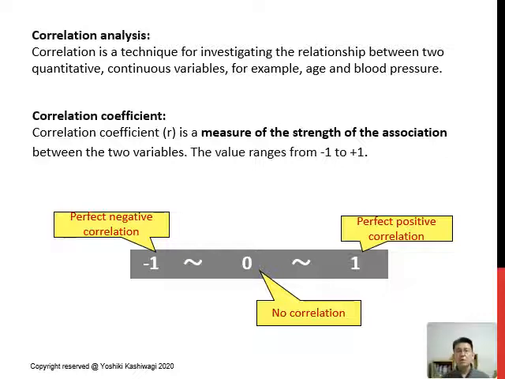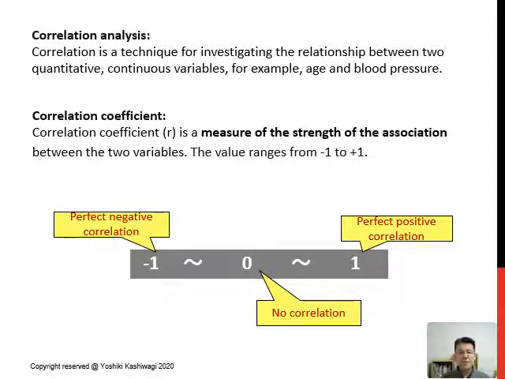So, correlation is to find the strength of the relationship between two things. For example, age and blood pressure should have some relationship, but how strong? Or is there really a strong relationship between the two? In order to investigate this relationship and its strength, you can apply correlation analysis.